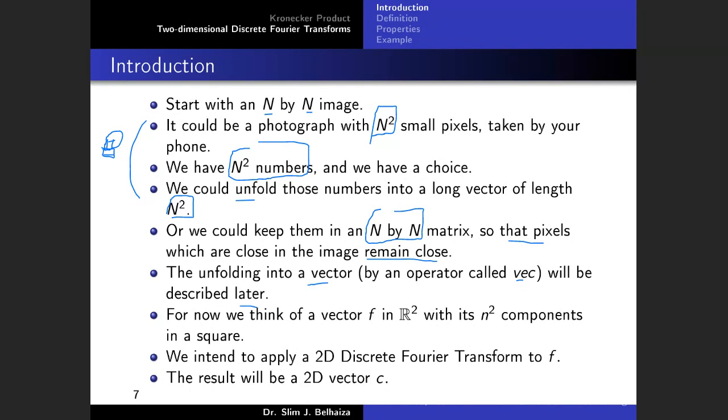For now, we think of a vector f in R to the n squared, with its n squared components in a square, and we intend to apply the two-dimensional discrete Fourier transform to f. The result will be a 2D array C, instead of what we had in 4.1, a one-dimensional vector C.